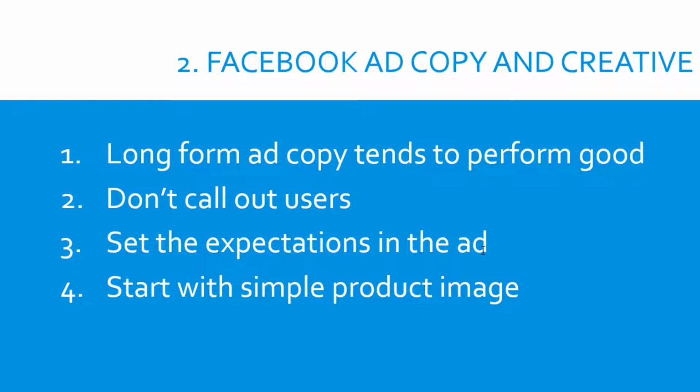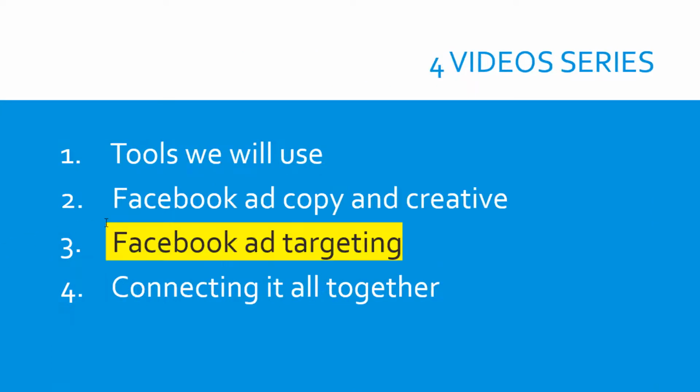So for this video we have covered all these four things. First, longer copy is better than a shorter one. We should not call the users out. Set expectations, we did that in a lot of detail, so there should be no questions anymore. And we start with a very simple image. So this is for today. In the next video, number 3, we'll be talking about Facebook targeting. Implement this one and see you soon.